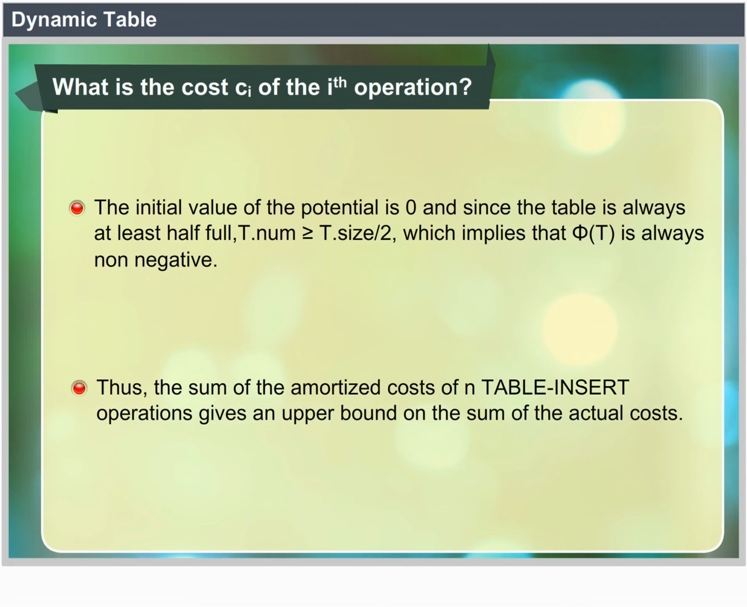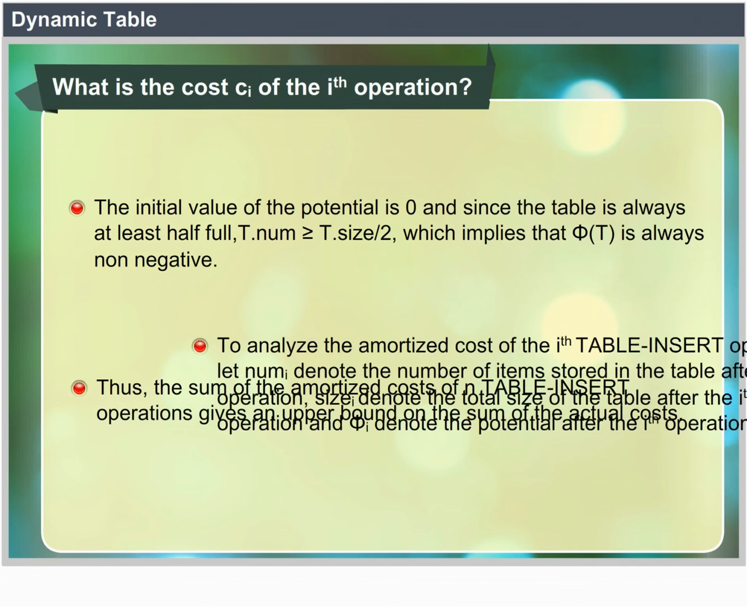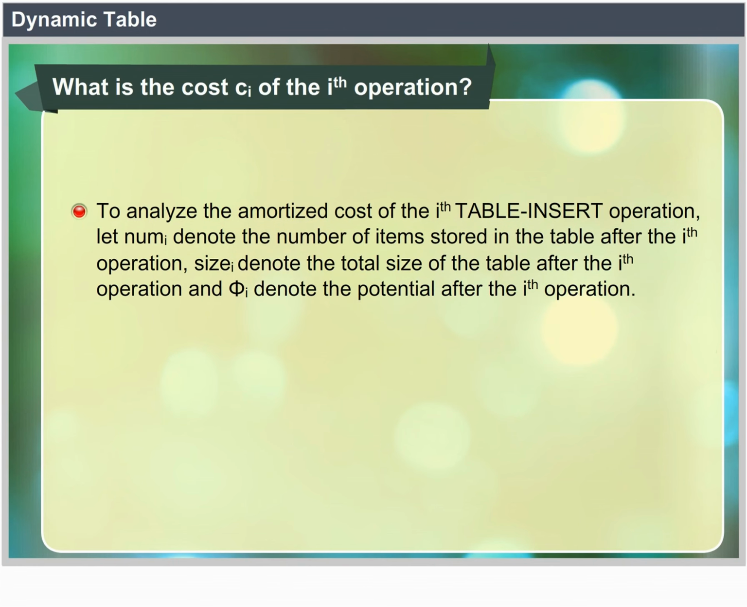Thus, the sum of the amortized costs of n table insert operations gives an upper bound on the sum of the actual costs. To analyze the amortized cost of the ith table insert operation, let num i denote the number of items stored in the table after the ith operation, size i denote the total size of the table after the ith operation, and phi i denote the potential after the ith operation. Initially, num 0 equals 0, size 0 equals 0, and phi 0 equals 0.